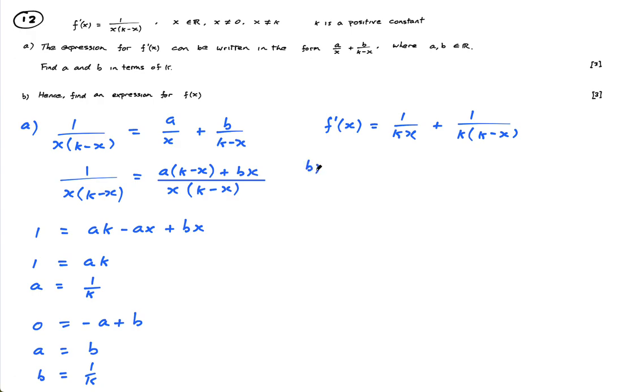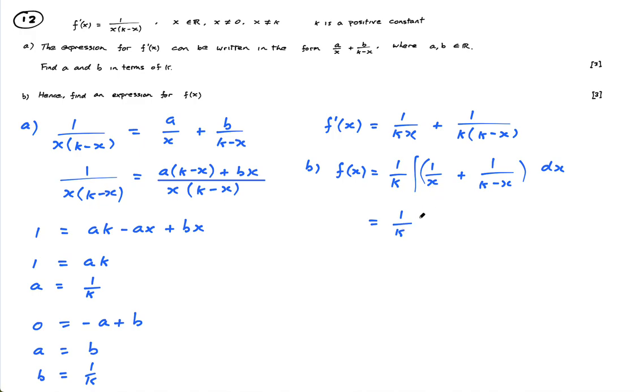B, it says find an expression for f of x. So to get f of x, we're going to integrate this. So f of x is equal to the integral of this whole thing. Well, we can take out the 1 over k, guys. That will make our lives a little bit easier. Take out the 1 over k, and we're left with the integral of 1 over x plus 1 over k minus x dx. If you want to put a bracket here, you can. This is 1 over k.